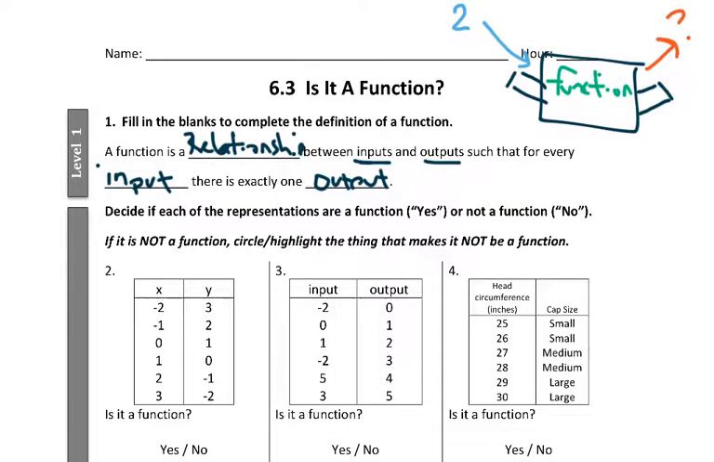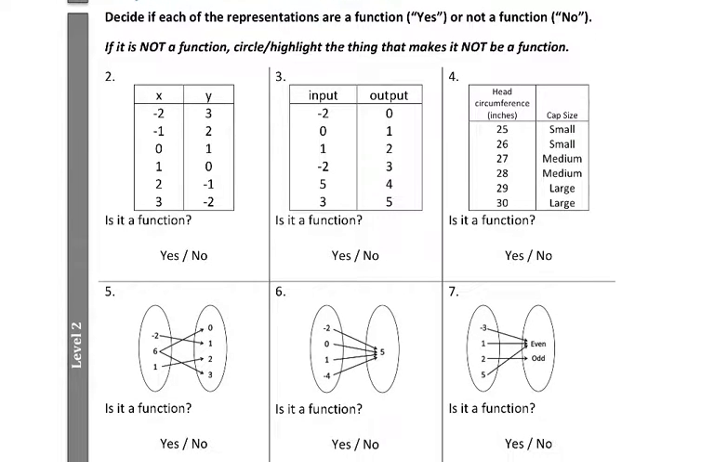I think I picked bad examples to do, but I'm going to do it nonetheless. Okay, question number 2. We're trying to decide if it's a function or not, so all I need to do is to look. Okay, well, if I put a negative 2 into my machine, it gives me a 3. If I put a negative 1 in, it gives me a 2. If I put a 0 in, it gives me a 1. If I put a 1 in, it gives me a 0. 2 in, gives me a negative 1. 3 in, gives me a negative 2. There was never any question about that.